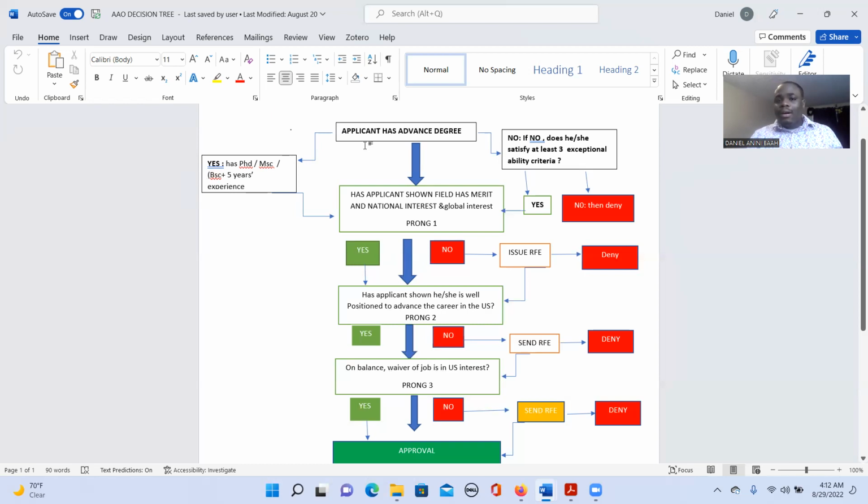Whatever path you take, the structure of your petition is always the same, okay? Just that you are trying to meet the first layer of decision. Now, if you don't have a bachelor's degree, then you have to satisfy at least 3 exceptional ability criteria. And what are these 3 exceptional ability criteria? I have talked about these criteria in my previous videos.